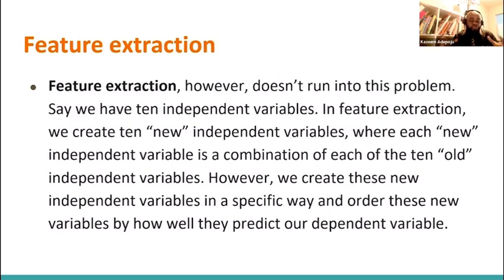But in feature extraction, which is the basic principle of principal component analysis, if we have 20 variables, we're still going to have 20 new variables, where each of the new variables will still be a linear combination of the old variables.